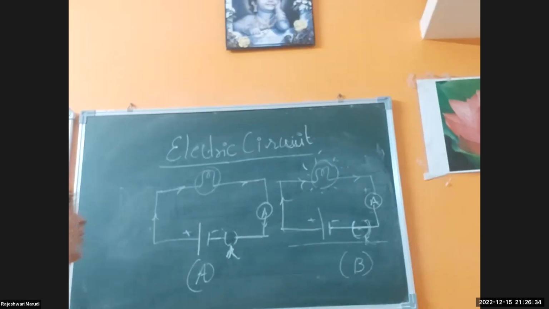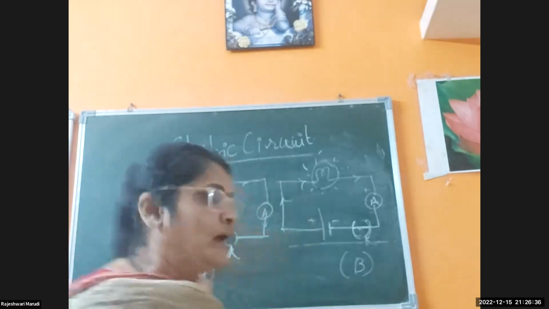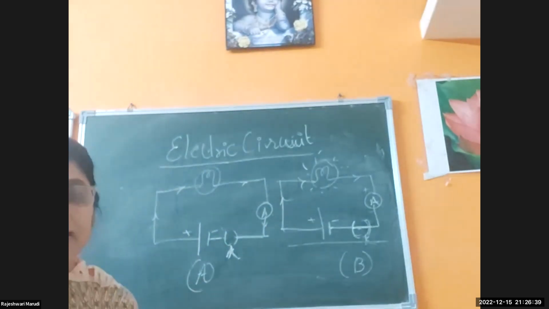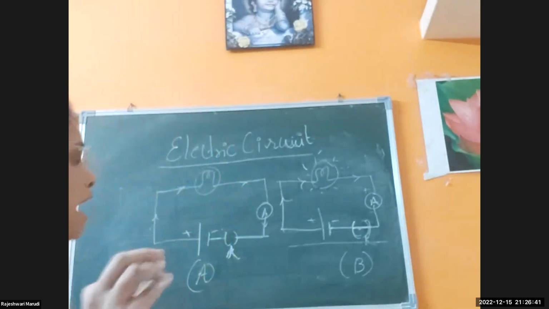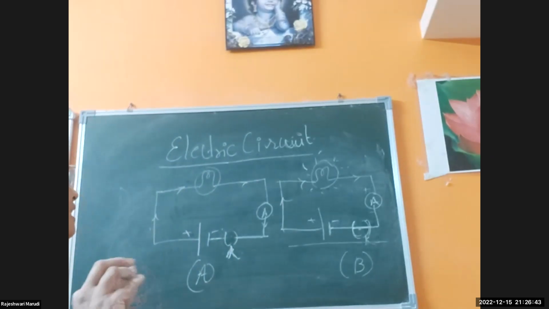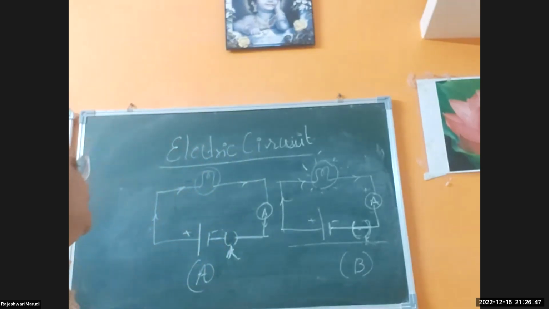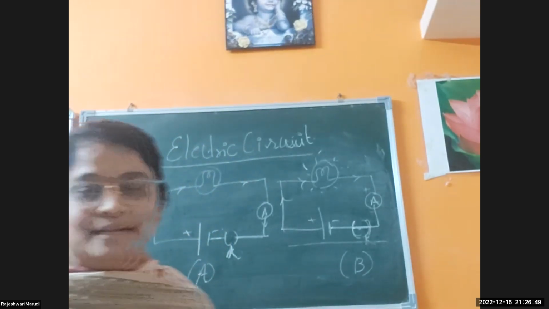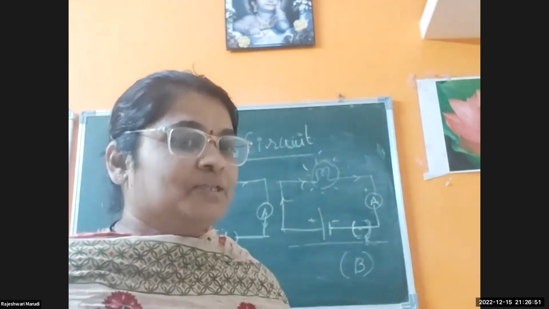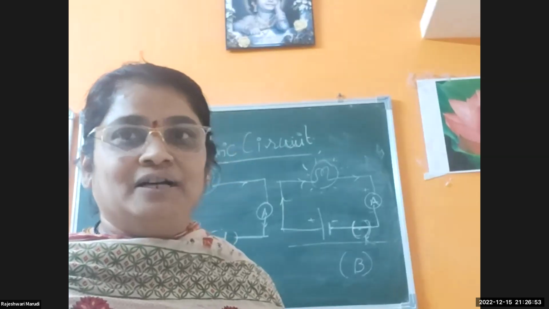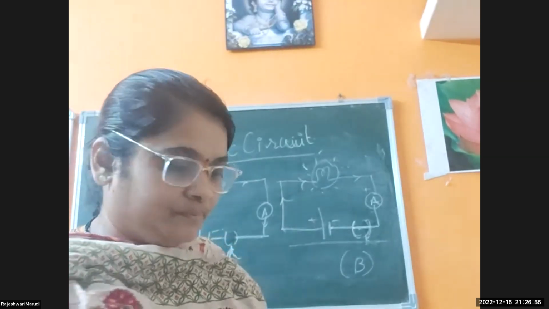Now, the next concept is, we have understood what is the conventional current and how the current flows in a conductor, what is the meaning of the electric circuit and what are the two types of electric circuit. Till this much, the concept is clear for you, everyone? Yes, ma'am. Okay.